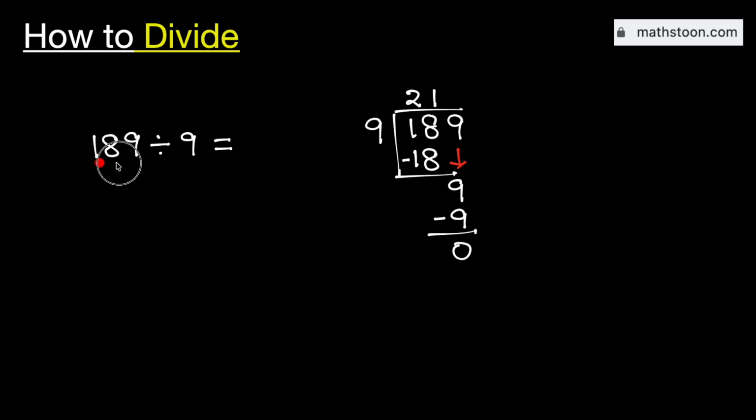Therefore, 189 divided by 9 is equal to 21. And this is our final answer.